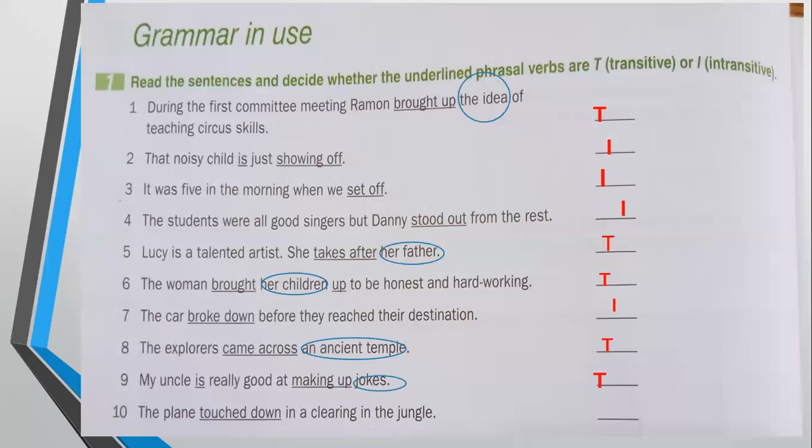The plane touched down. Touched down بمعنى هبطت in a clearing in the jungle. So here we don't have an object. لآخر مرة بنبهك يا تاسع لا تخربط إنه in a clearing هون حرف الجر والاسم المجرور تسمى prepositional phrase وليست object، فهون ما تحكي في عنا object, so it is an intransitive phrasal verb. Okay.